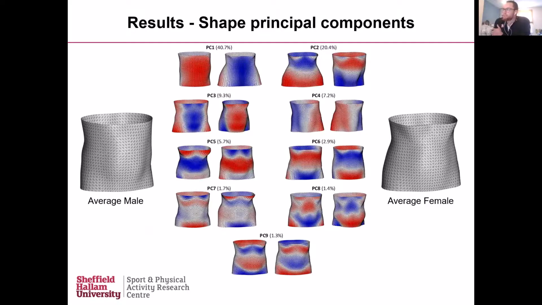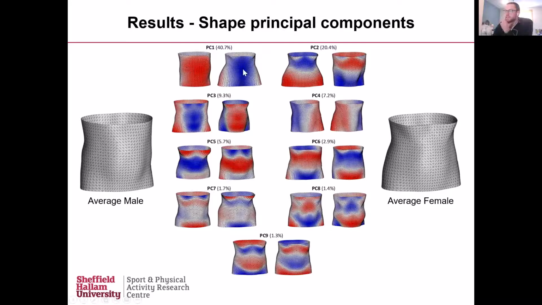So these images show the first 9 principal components of torso shape variation that we were able to identify within our sample. So the initial analysis had males and females all together, but from difference testing, we were able to identify that males and females were significantly different. So all subsequent analysis was conducted with males and females separate.